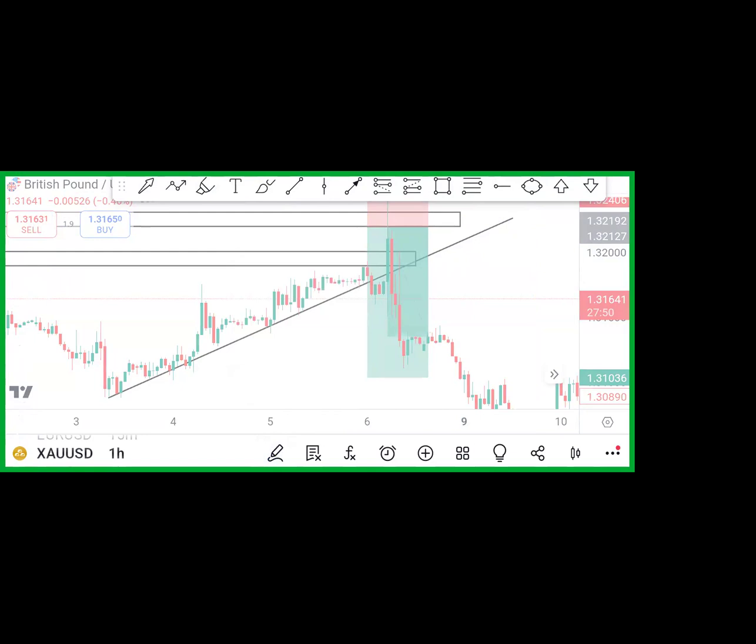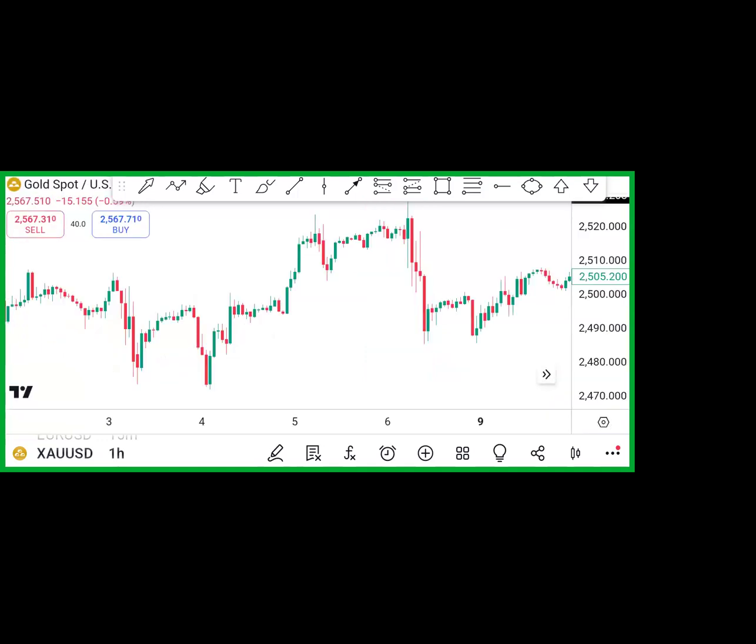Once I'm done teaching you this, I'm going to teach you how to take your short trade with this, or sorry, your long trade with this. Then once I'm done with that, I'm going to teach you different liquidity hunts, some key liquidity hunts in the market.